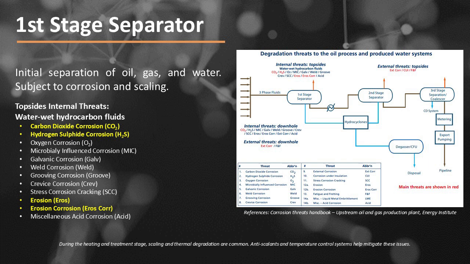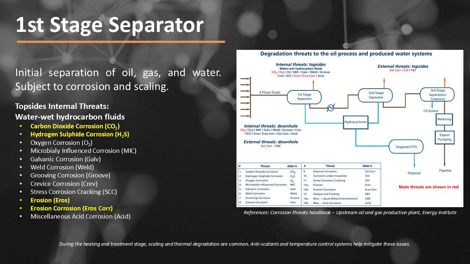Number 1 is water-wet hydrocarbon fluids. These are hydrocarbon fluids that contain free or emulsified water. The presence of water increases the risk of internal corrosion, especially when combined with corrosive gases like CO2 or H2S. Water-wet conditions can also promote microbial growth and localized corrosion.